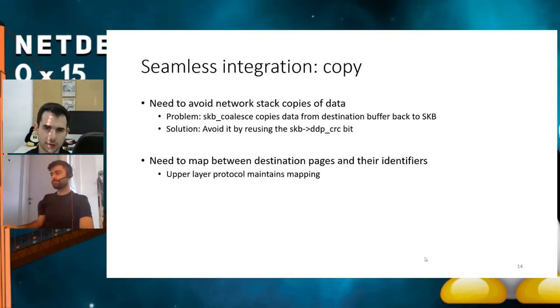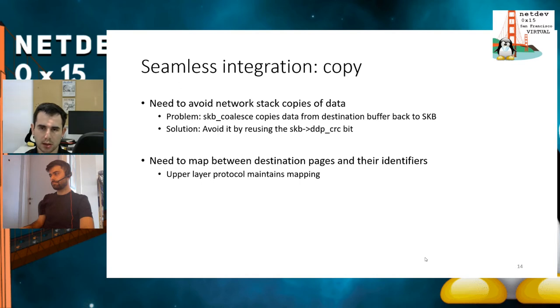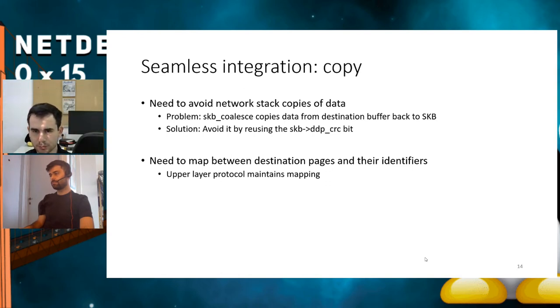Now, there are a few challenges that we needed to solve. For instance, when doing copy offload, we had to avoid network stack copies of the data back into the SKB. For instance, we observed that skb_coalesce copies data, and in the case of the offload, it copied data from the destination buffer back to the SKB. And so to avoid it, we reuse the SKB DDP CRC bit to indicate that this SKB also uses DDP. Please don't copy data from it back into the SKB. Don't try to coalesce it specifically. So this is one thing we had to do.